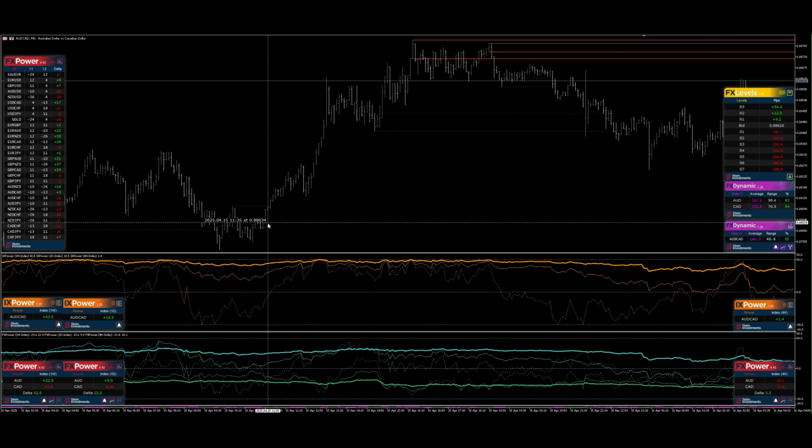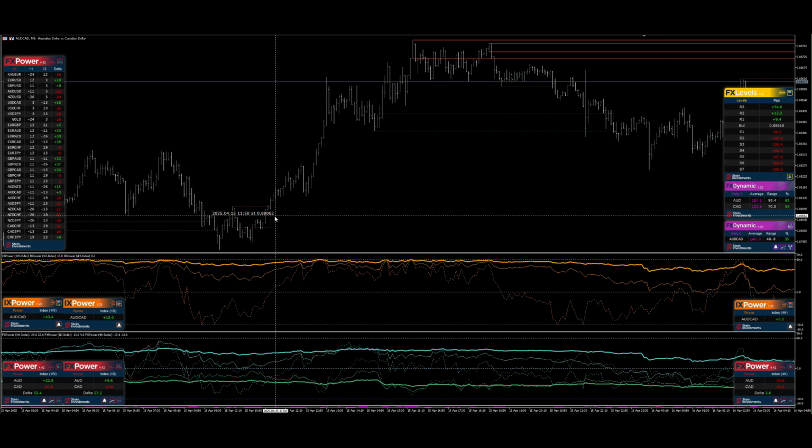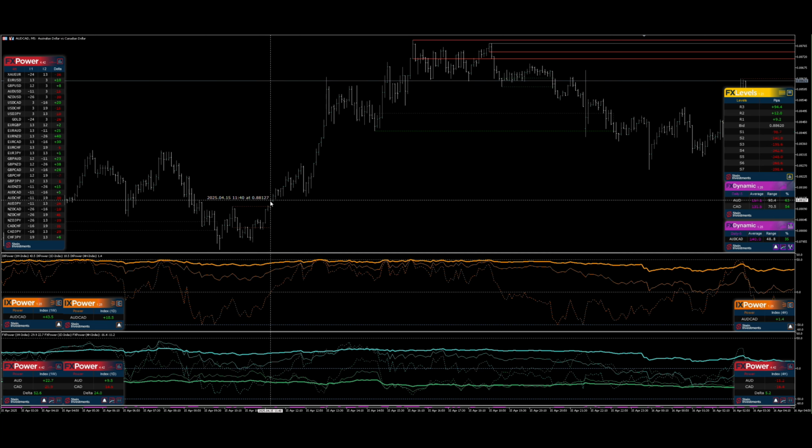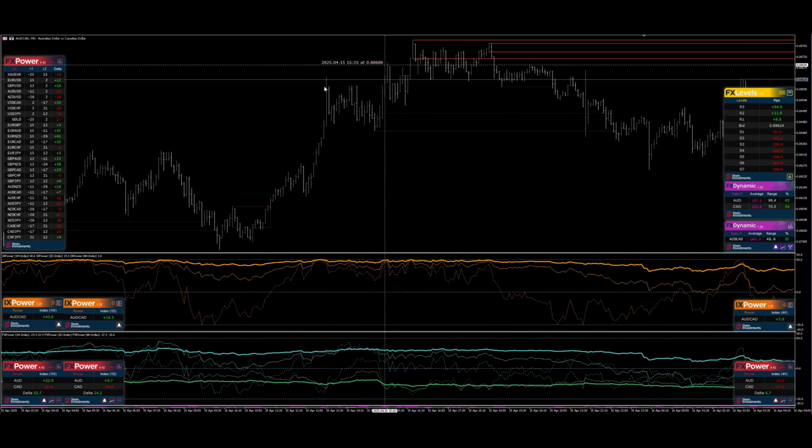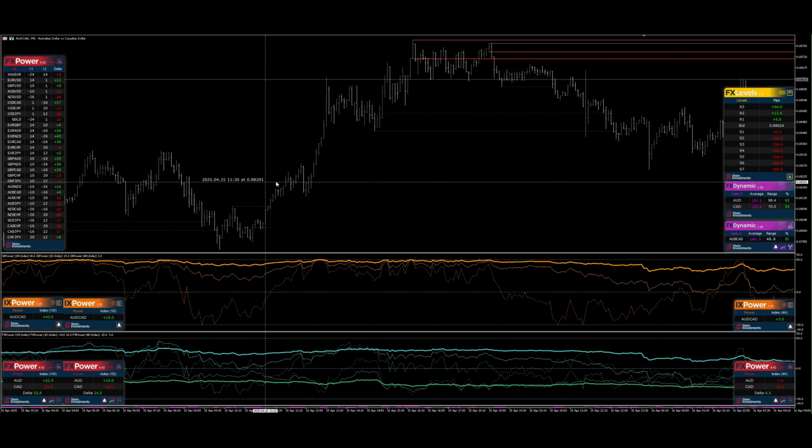Exact same scenario due to the high correlation of both currencies. Same situation. You enter here, place your stop loss here, and then you're good to go wherever you set your profit target to. So this is just one more example to demonstrate how important the total trading volume is, analyzed by our tool FX Volume.